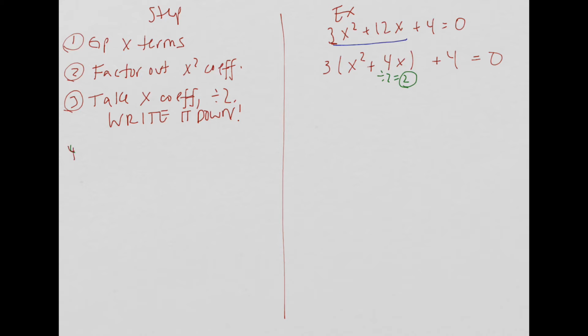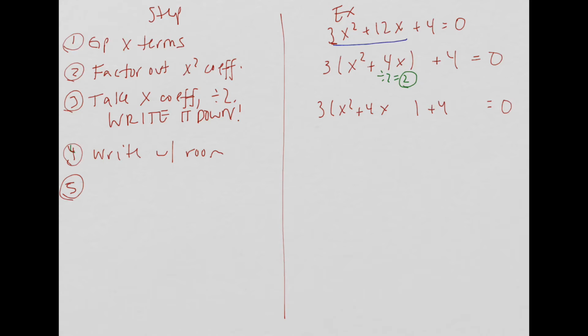Next, what are we going to do? Well, we actually need a little bit more room. So I'm going to write the equation with more room. So my equation was 3 times x squared plus 4x, leave a little bit of space, plus 4, leave a little bit of space, equals 0. Good so far. So really all I've done is factored out that 3 and divided 4 by 2. That's really all we've done at this point.